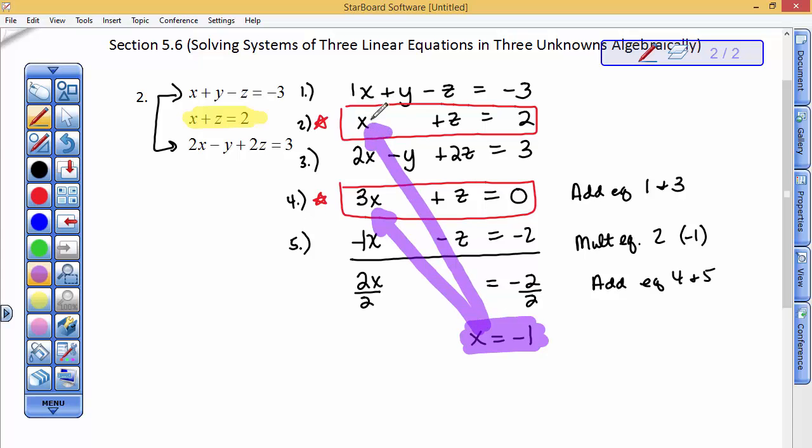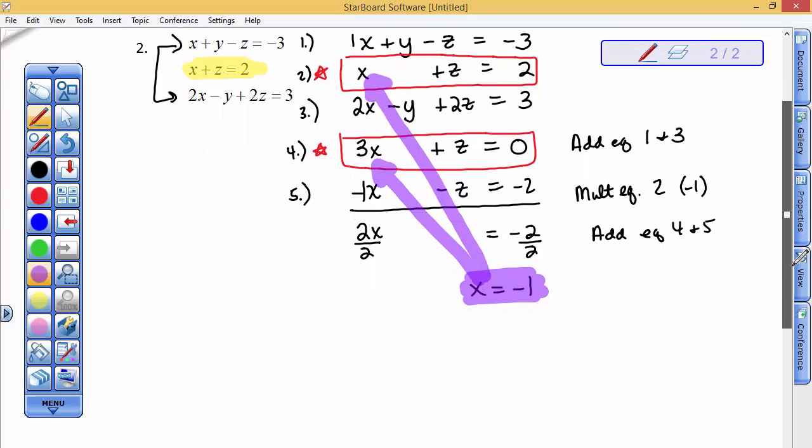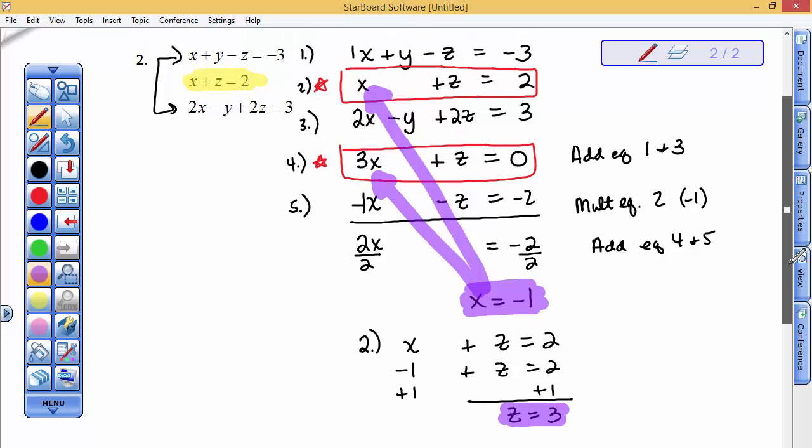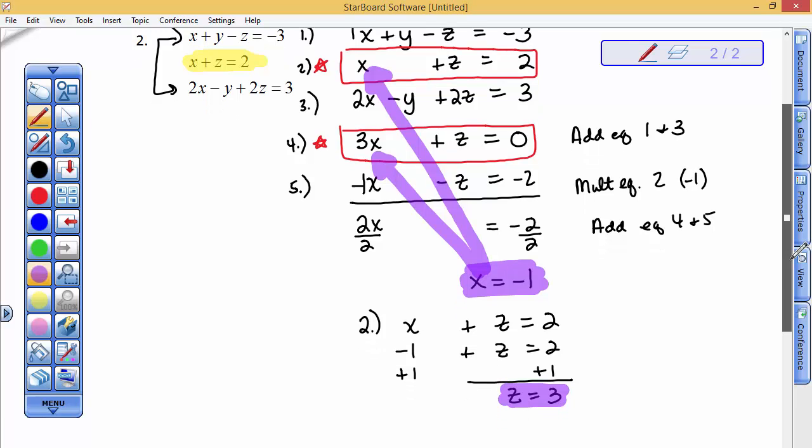It looks easier to put it here, so I'm going to put it into equation 2. So in equation 2, which reads x plus z equals 2, I'm going to put a negative 1 in for x, and I'm going to add 1 to both sides, and I'll find out that z is equal to 3. Now I'll go back to one of the original equations because I have an answer for x and an answer for z. It cannot be this equation because it doesn't have the letter y in it. I guess I'll go into equation 1.